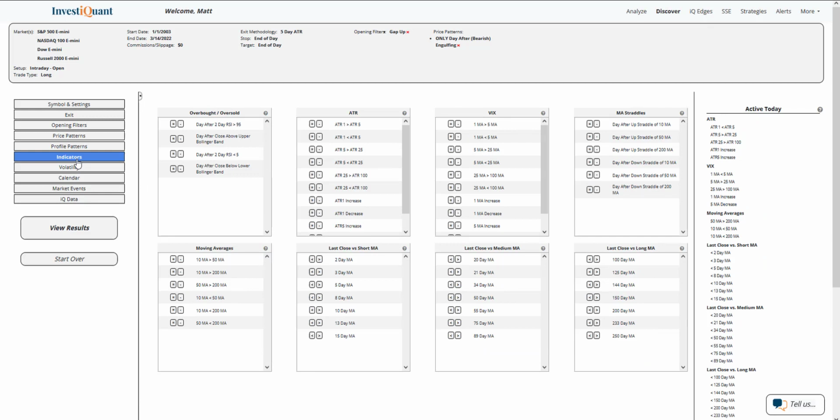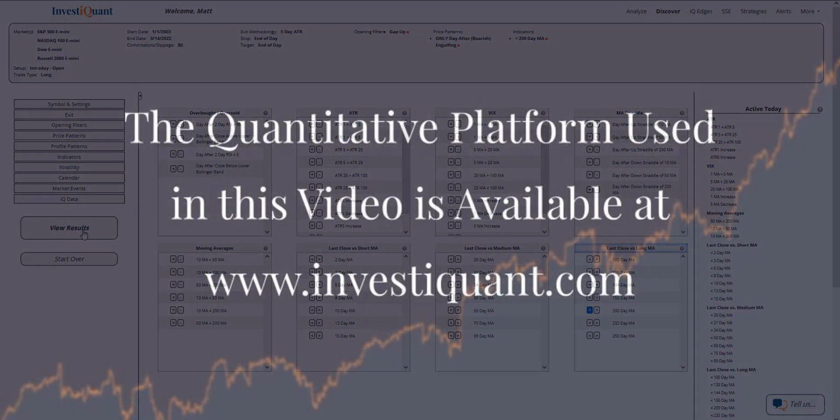Next, I'm going to go to the indicators, and I'm just going to click below the 200. I normally use a 10 and 200, but I do want to keep as many samples as possible, and this is not a pattern that takes place all that often, so I'm going to leave the 10-day simple moving average out of it and just look at the ones that finished below the 200. All right, now I can click view results.